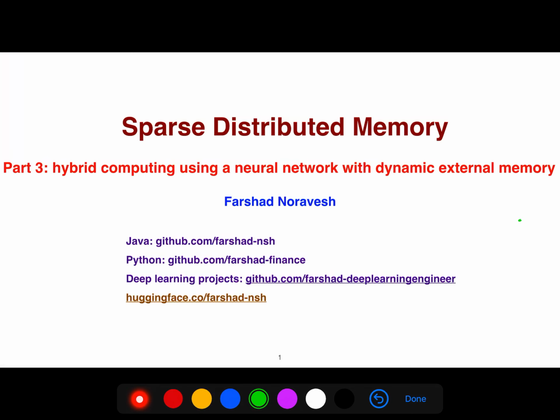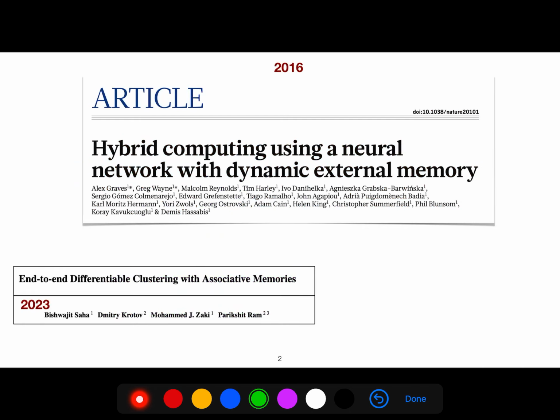I'm explaining this article from DeepMind just because it is important. So, hybrid computing: this article is the second version of the Neural Turing Machine. This paper, which was published in Nature in 2016, is a positive sample. It's very related to that, very interesting.